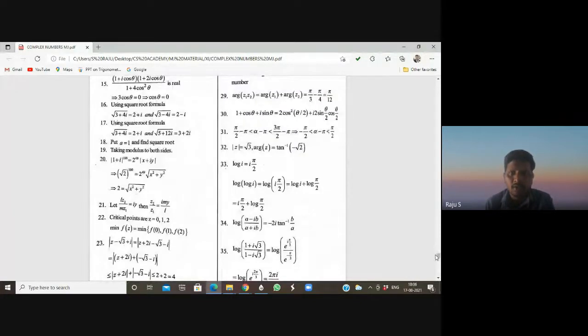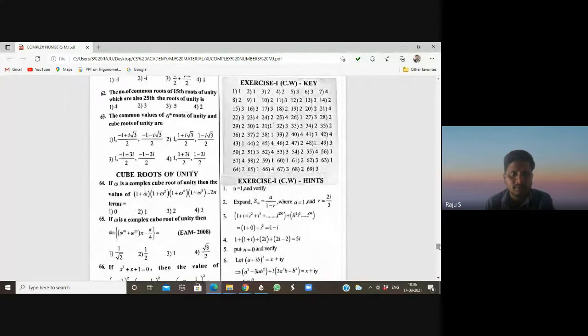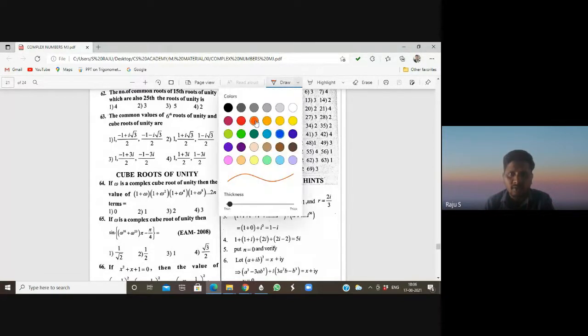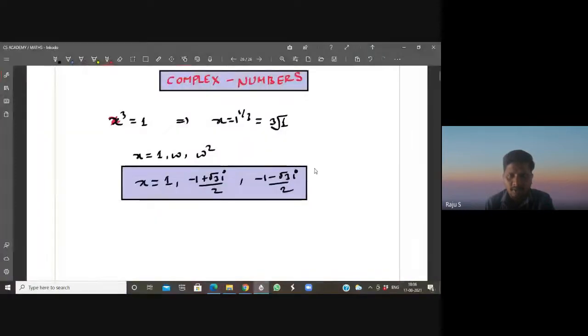Cube root of unity we will discuss. Question number 64. All these questions are actually easy. I'll explain in the easiest way. See, when I add these three roots, I have already written the properties. What are the properties? 1 plus omega plus omega square value is 0. And I told you omega cube is equal to 1. In the same way, omega power 3n is equal to 1, and n belongs to Z.